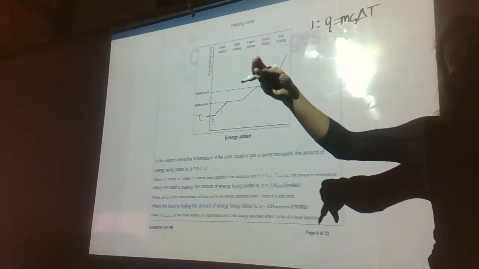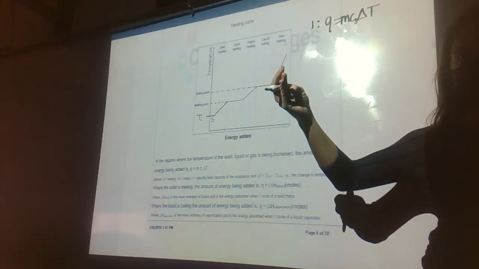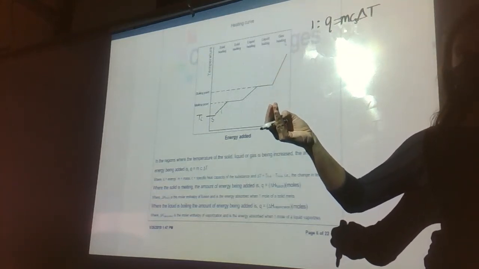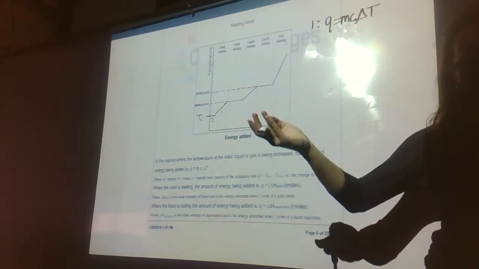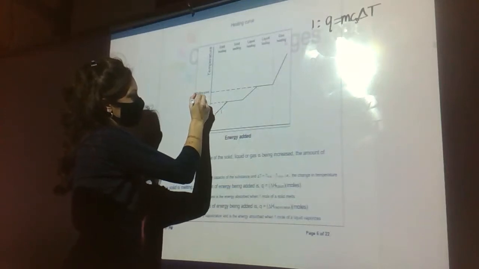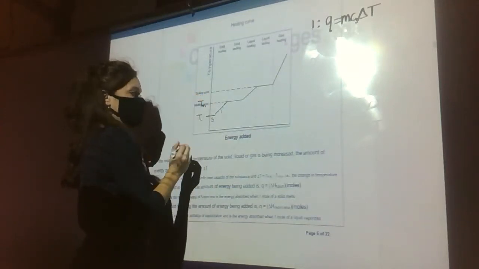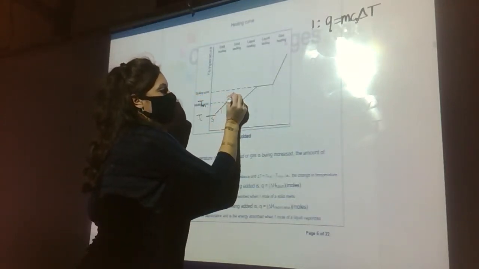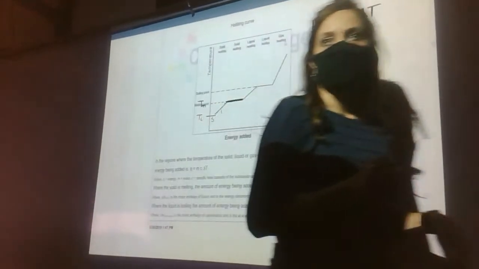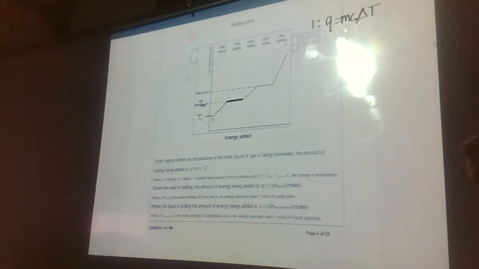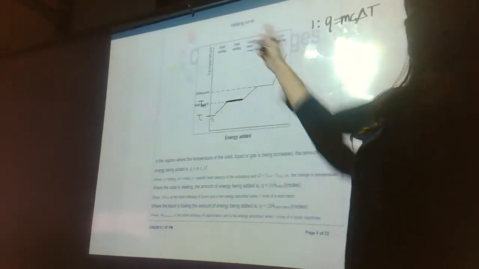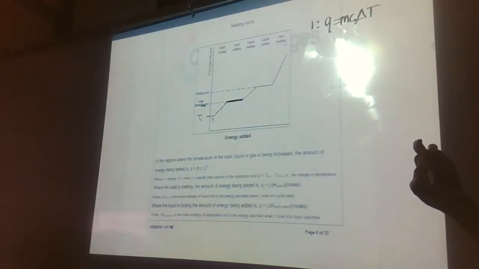At some point, the solid reaches a temperature where it starts to turn to liquid. What's that called? Melting. We've reached the melting point. And at the melting point, which is right here, I'm going to call that T melting, we get a flat line on our graph. There's energy being added, but the temperature is not changing. So there's no slope.